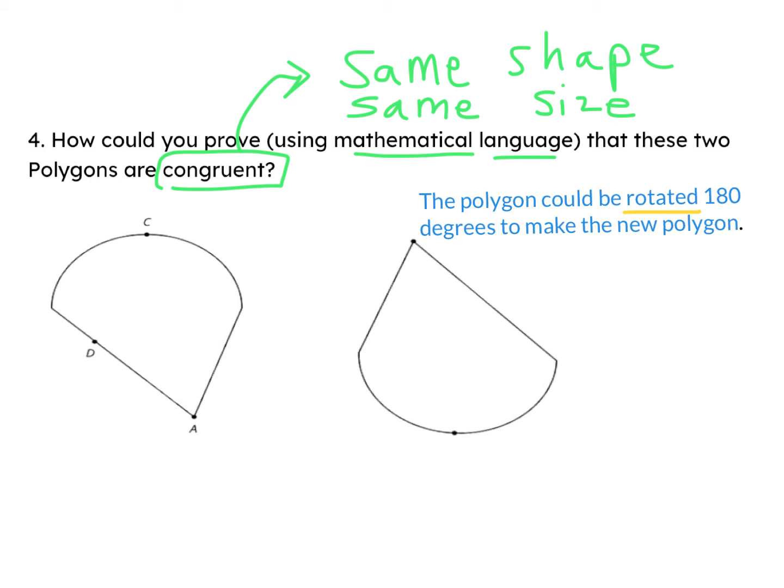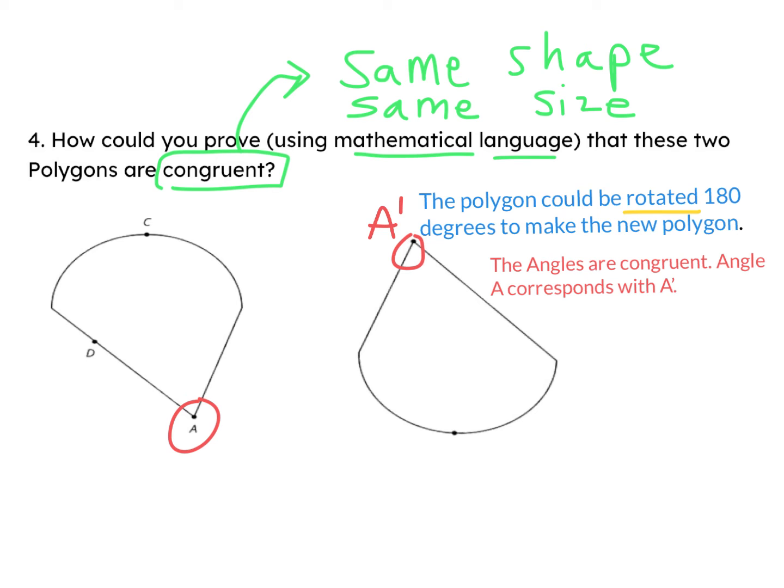The other thing I notice is, did you see this point right here and this point right here? Those appear to be the same angle. So we could also note that the angle measures are congruent. So that's a second thing we can say, that angle A would correspond here with A prime.